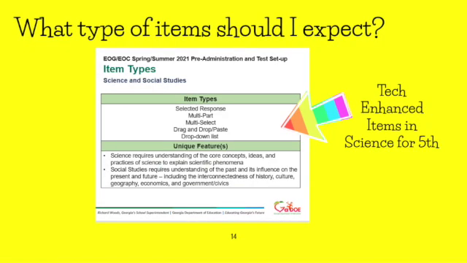Tech Enhanced items for science for 5th grade may include selected response, multi-part, multi-select, drag and drop and paste, and drop-down list. Unique features may include: science requires understanding of the core concepts, ideas, and practices of science to explain scientific phenomena. Social studies requires understanding of the past and the future, including the interconnectedness of history, culture, geography, economics, and government civics.